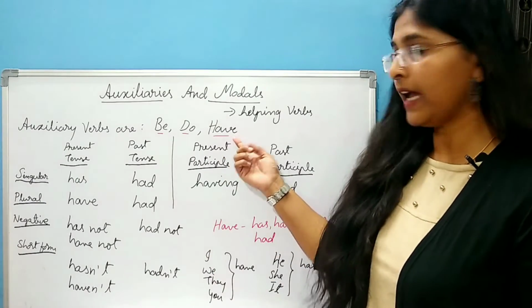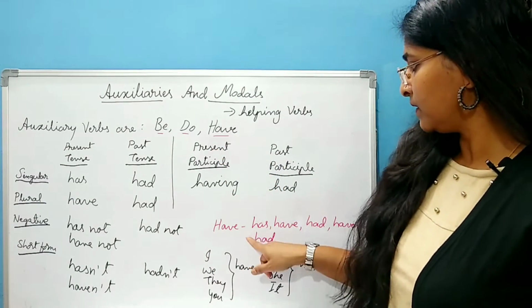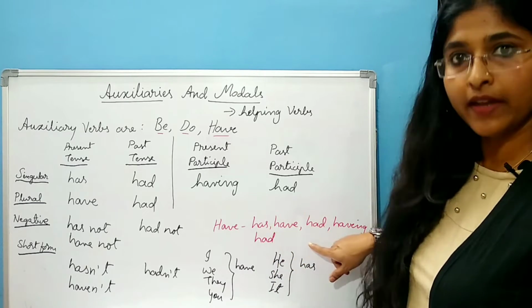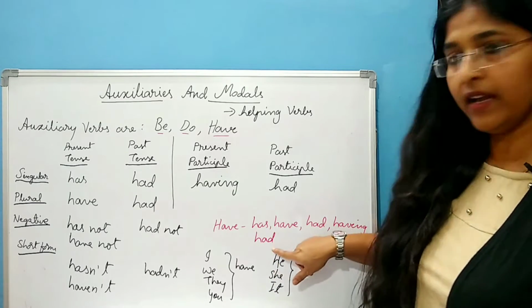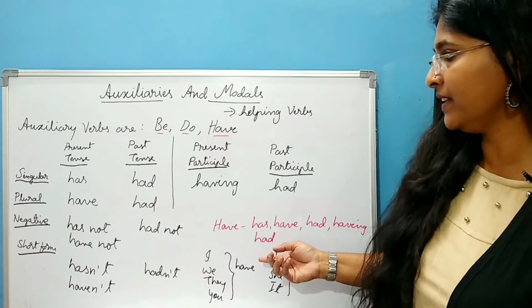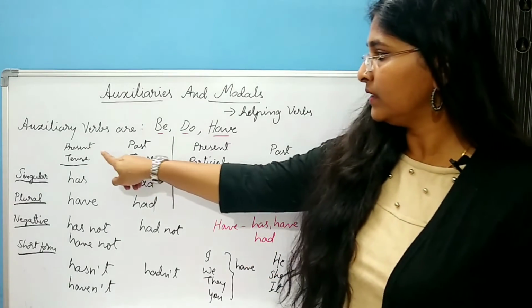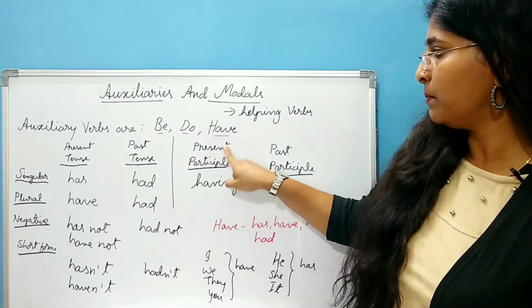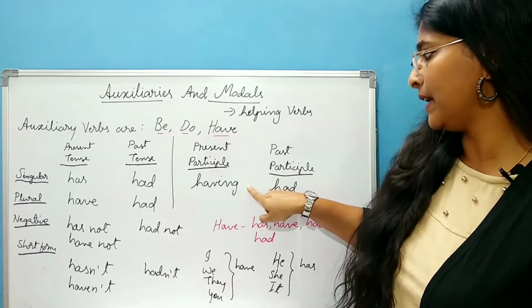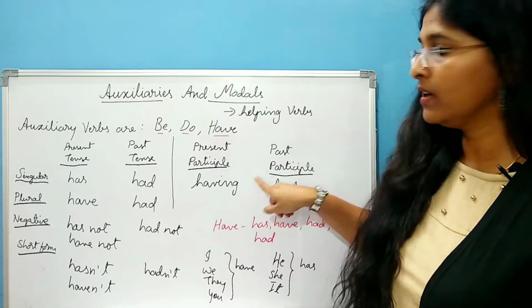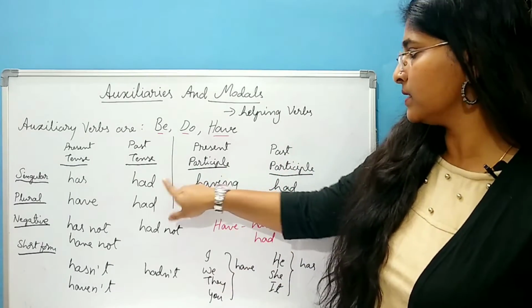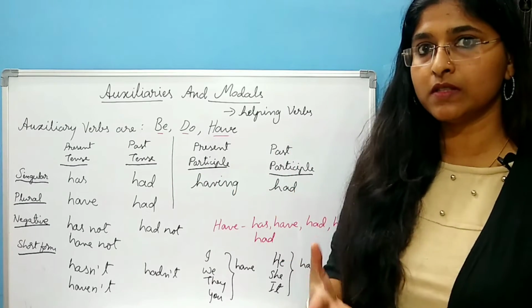The auxiliary have has these words: has, have, had, having, and had. I have written had again. I'll show you here. The present tense is has, the past tense is had, the present participle is having, have plus ing. The past participle is had again. The past tense and past participle words are the same.